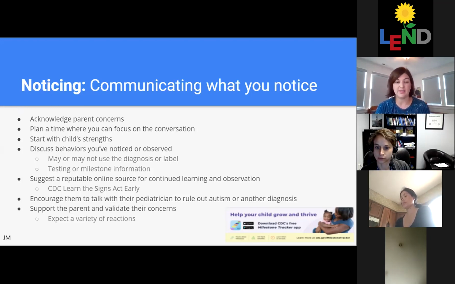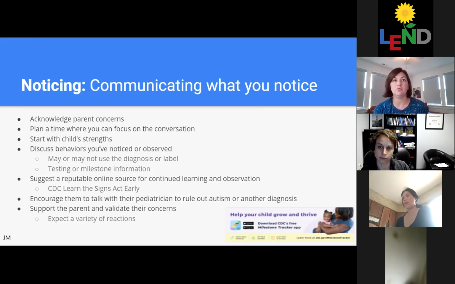It's also fine to ask some open-ended questions like, so, what are you thinking about all of this? Get a sense of where they are, and always offer support. It is okay to come back to a conversation too. So another recommendation is to plan a time where you can focus on the conversation, where both people are safe and there's less distractions.